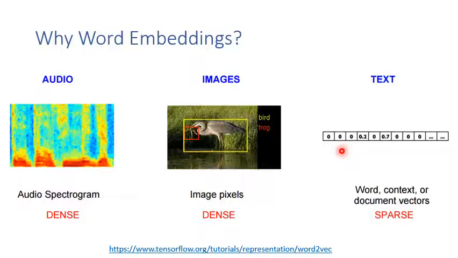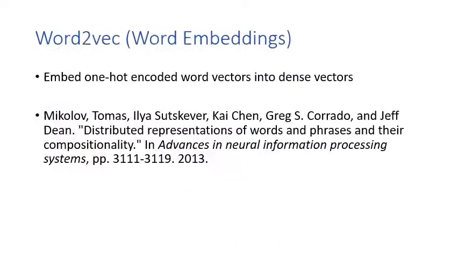Remember the famous phenomenon in machine learning, the curse of dimensionality. If we have a huge sparse data, it will be very difficult to train a good model for the input data. So that's why we need word embedding for text. Word2vec was proposed for word embedding. It embeds one-hot encoded word vectors into dense vectors.